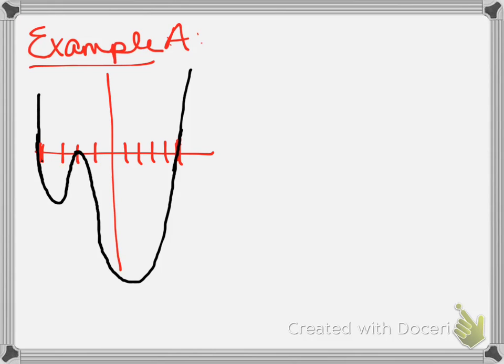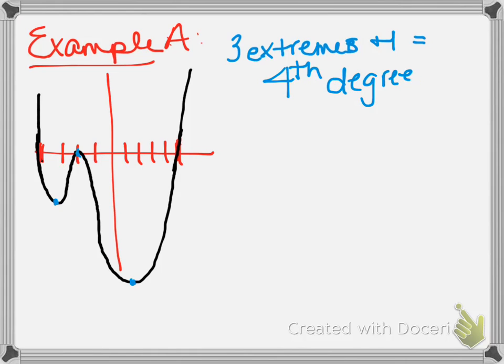So let's look at the first step. The first step is to find the lowest degree of the polynomial, and we do this by counting the extremes. So we have 1, 2, 3. We have 3 extremes, plus 1 means we have a 4th degree polynomial. Okay, so that's step 1.